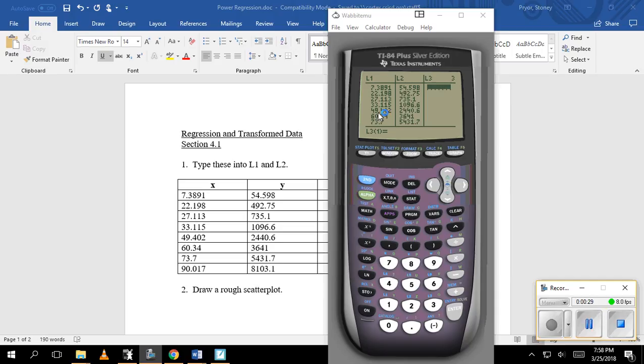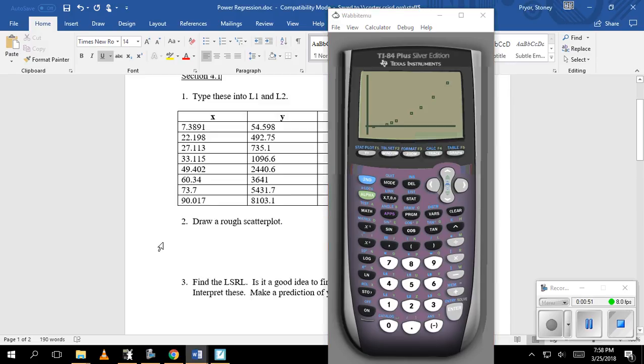So I've got mine typed into L1, and it says draw a rough scatter plot. So go to my stat plots, turn it on. It's a scatter plot of L1 and L2, and I hit zoom 9. And I can look at this right here, and it looks like there's a curve. And we'd sketch that in right here.